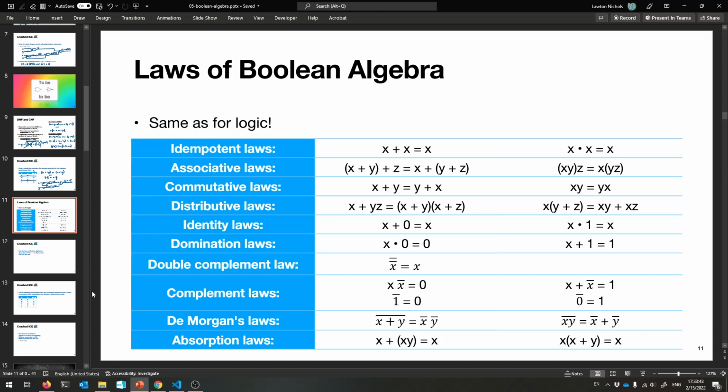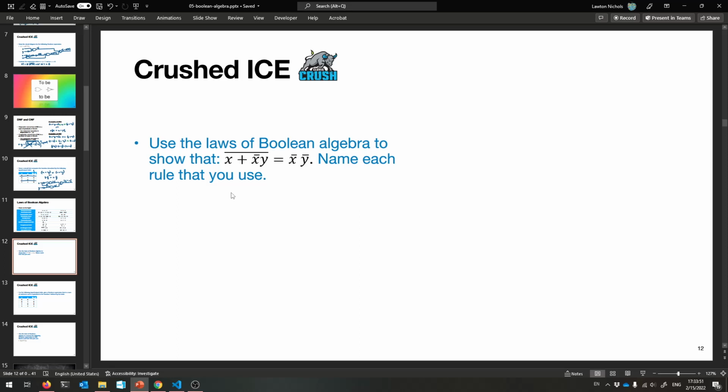And yeah, all of these are the same. They just look a bit different. Like double negation becomes double complement, right? So you can use these in the same way you used them before. So I want you to give them a try. Use the laws to show that this fancy expression is the same as this one. And name all the rules that you use, please.